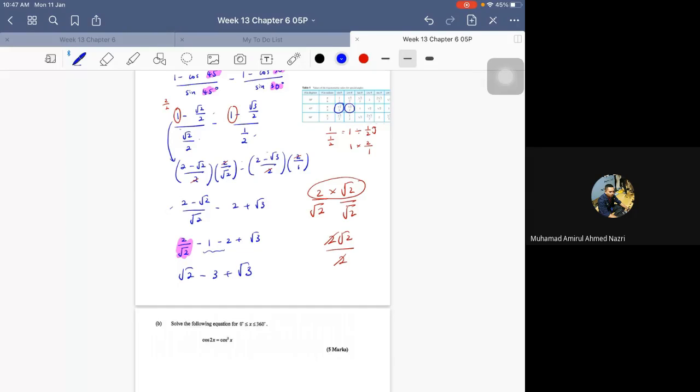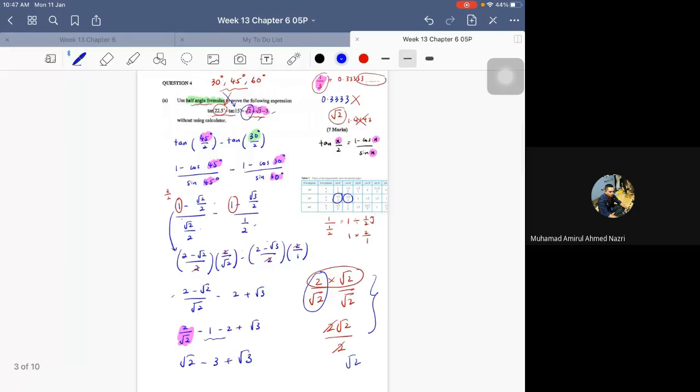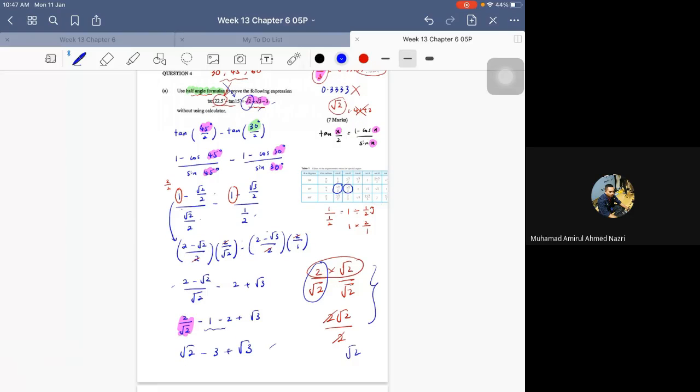So basically, ni dia adalah benda yang sama. 2 per square root 2 ni, dia sama juga dengan square root of 2. Cuma bentuk dia sahaja berbeza. As if macam kita ada 1 per 2 dengan 0.5. Nilai dia sama, cuma bentuk sahaja yang berbeza. Okay, so now we have proved that by using the half angle. So this is going to be the answer.